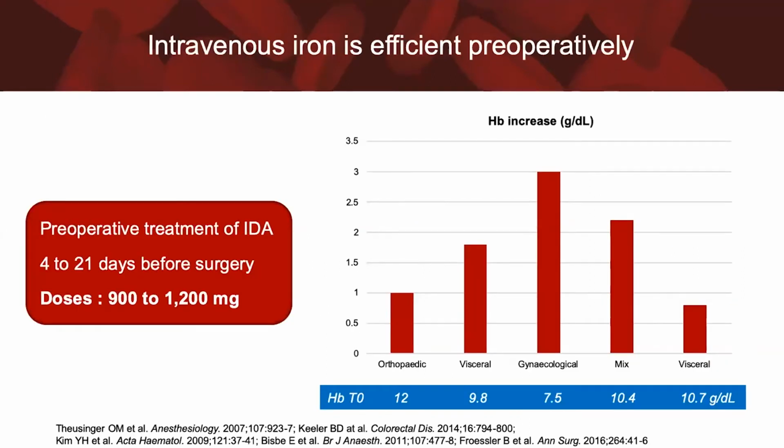Indeed, you can see here that in all kinds of surgery, including orthopedic, visceral, gynecologic, or mixed type of surgery, a dose of iron of around 1,000 milligram allows an increase in hemoglobin between 1 and 3 grams per deciliter in the pre-op period. So IV iron is really efficacious to increase hemoglobin in iron deficiency anemia patients in pre-op periods.